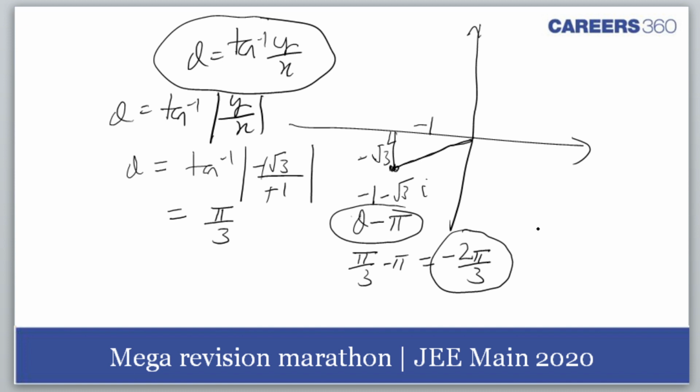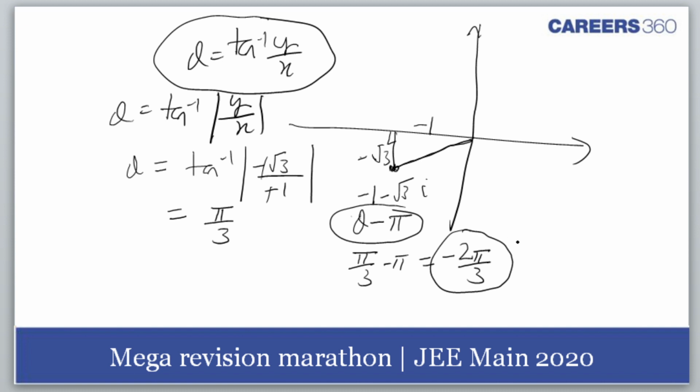Definition of argument. Definition of argument is when a complex number is represented on an Argand diagram, the angle which the line segment joining the origin to that complex number makes with the positive direction of x-axis, that is known as an argument. Okay, I hope I have defined it.